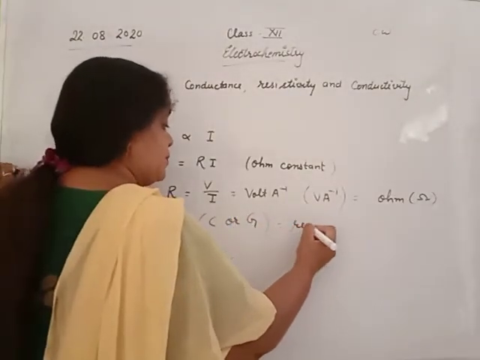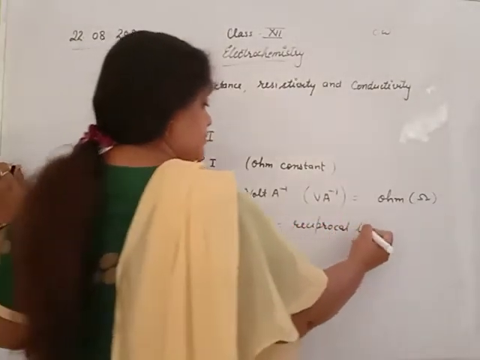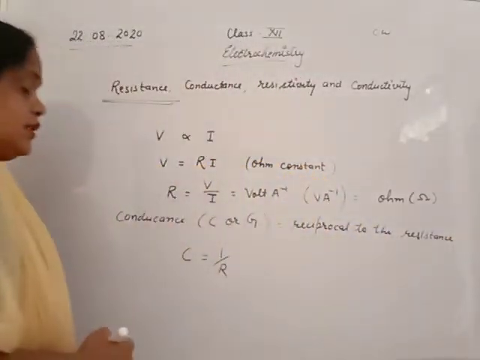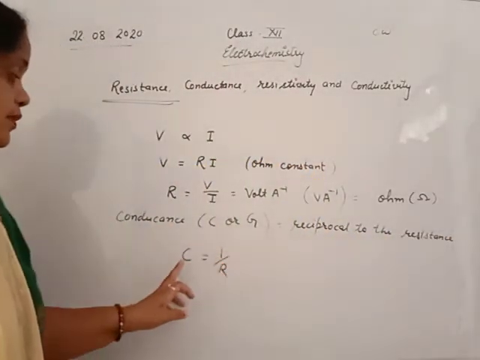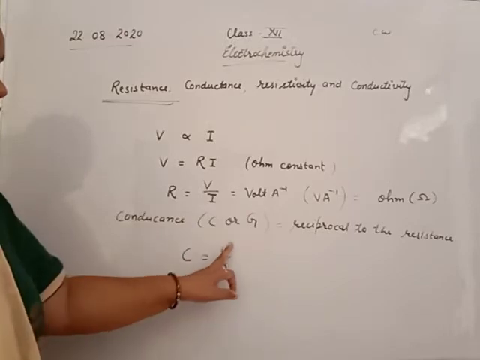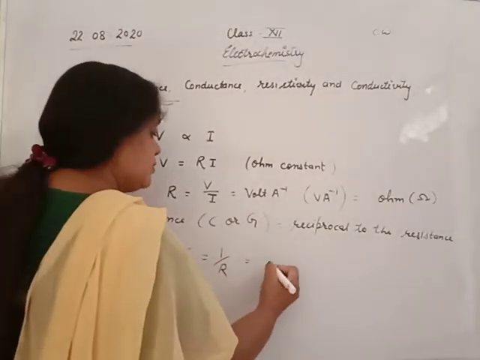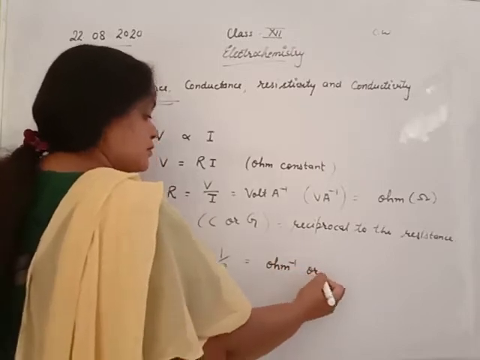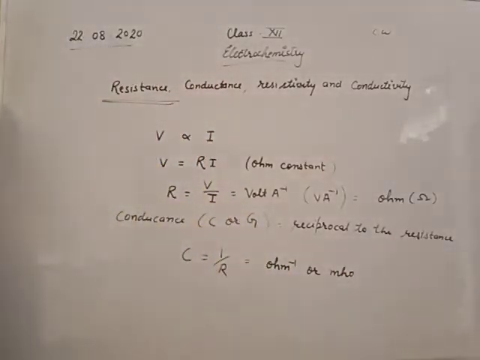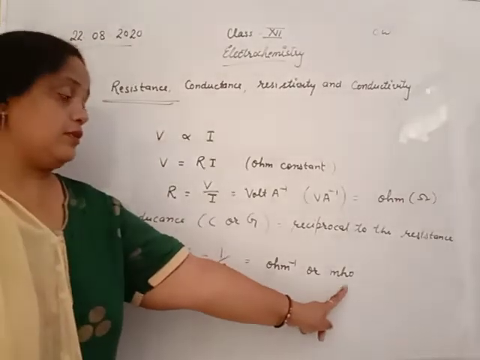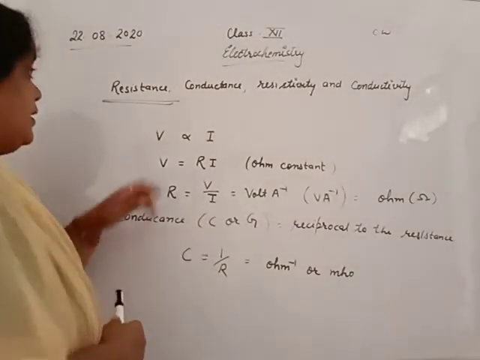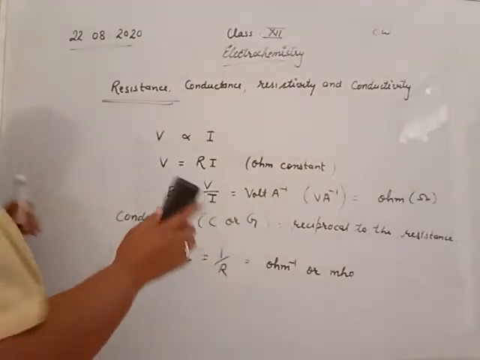It is reciprocal to the resistance. C is equal to 1 upon R. If you represent by G, it is G is equal to 1 upon R. The unit of conductance is ohm inverse, or ohm inverse is the mho, or Siemens, represented by S.